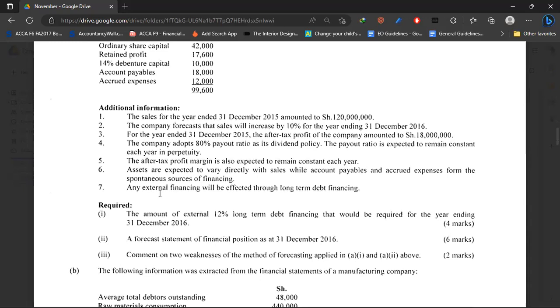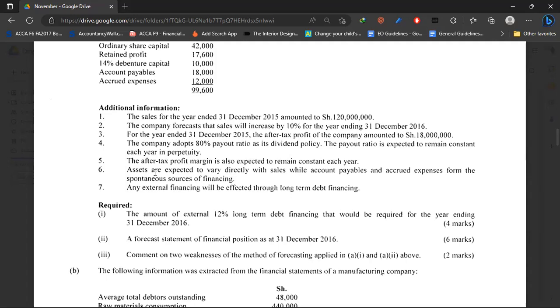For the year ended 31st December 2015, the after-tax profit for the company amounted to 18 million. The company adopts an 80% payout ratio as its dividend policy. The payout ratio is expected to remain constant each year in perpetuity. The after-tax profit margin is also expected to remain constant each year. Assets are expected to vary directly with sales, while account payables and accrued expenses form the spontaneous source of financing.